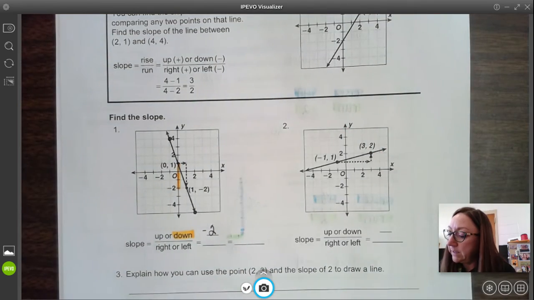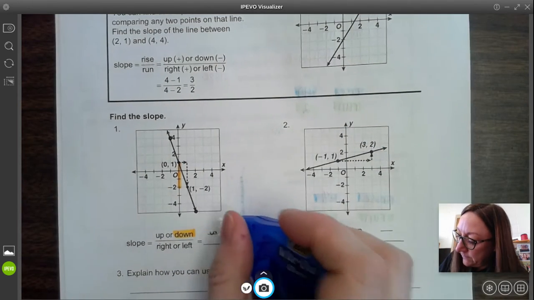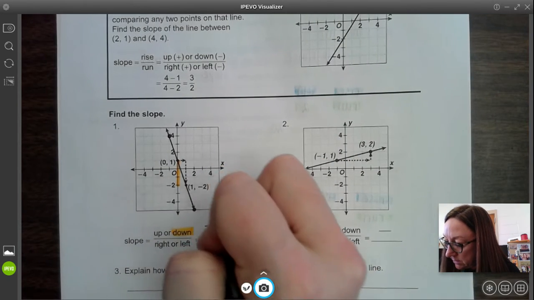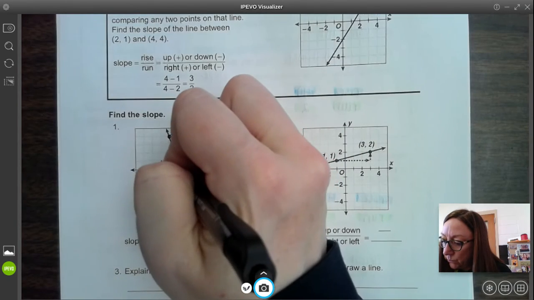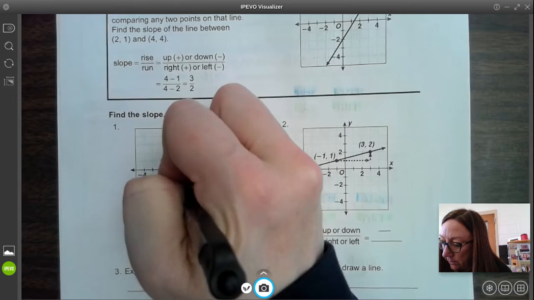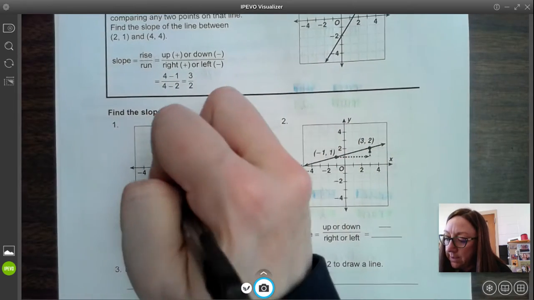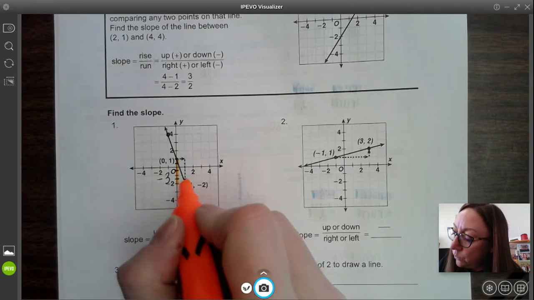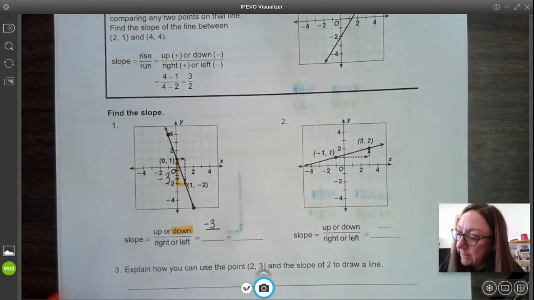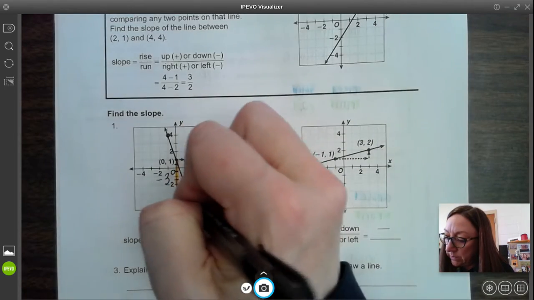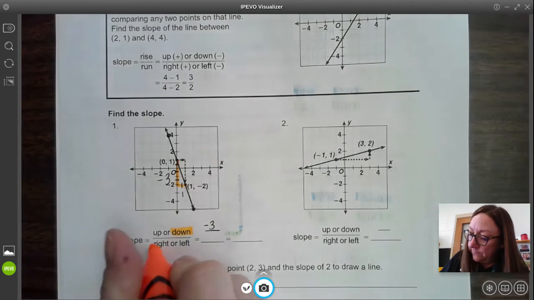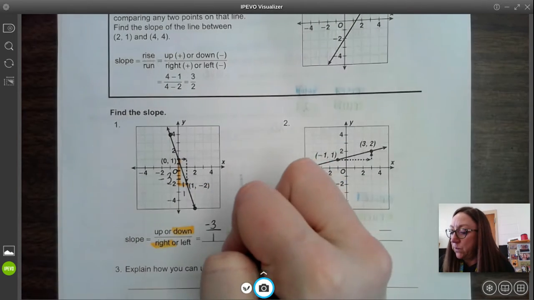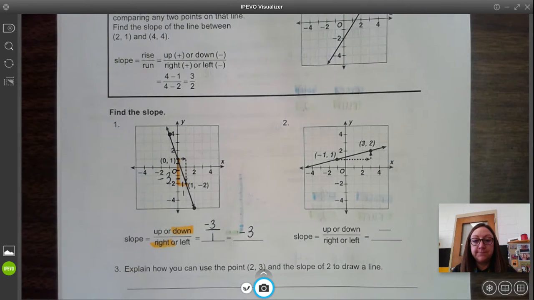You know what? That's 3. That's the hardest part of slope, isn't it? It's like just counting the numbers. Okay, so here's 1, 2, 3. So we're going down 3, so that's a -3. And then our run is actually just 1. We had to go to the right to get there. So we had to go right 1. So if I were to simplify this slope, that would be a -3.